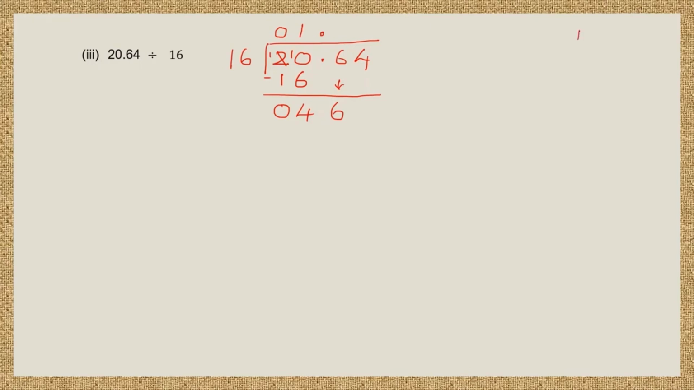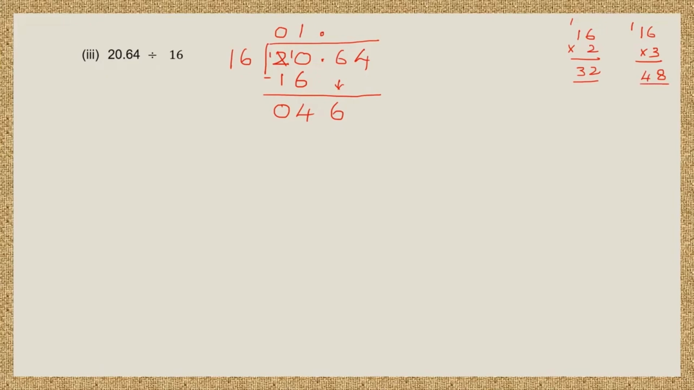Now let's try 16 twos. 2 6s are 12, carry 1. 2 ones are 2 plus 1, 3. So 16 twos are 32. What about 16 threes? 6 threes are 18. Carry 1. 3 ones are 3 plus 1, 4. So we have two numbers here, 32 and 48. Which one is closer?